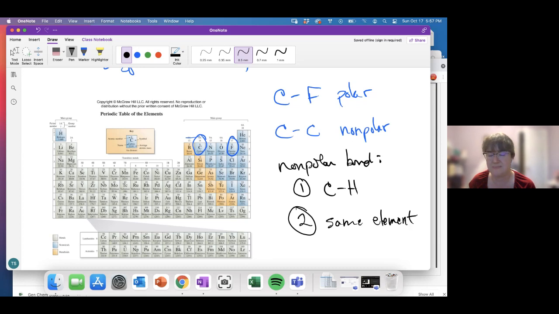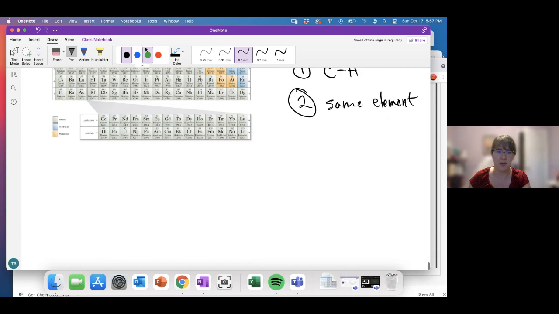All the other times, you're going to assume that there's some sort of polarity going on. Maybe not a lot, but a little bit. But nonpolar bonds are carbons and hydrogens, or when it's the same element. Now, I've only used 2 words: polar and electronegativity. Let's go ahead and talk about some other words, shall we? Let's use water for this.